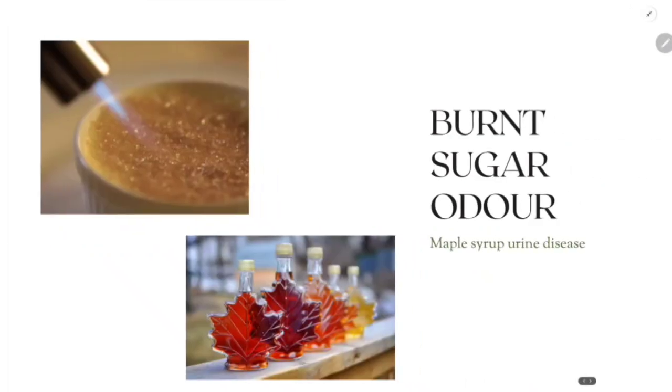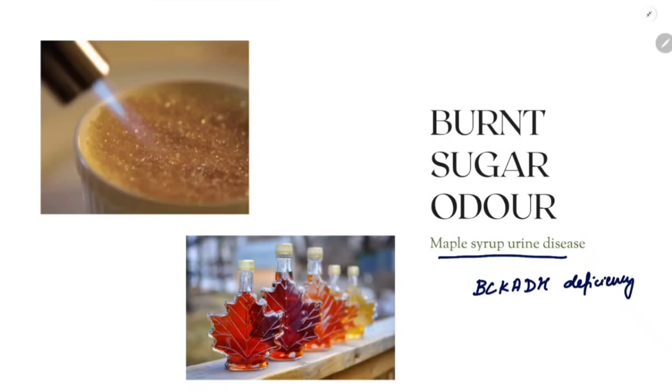Next, burnt sugar odor. So burnt sugar odor is seen in maple syrup urine disease. So maple syrup urine disease occurs when there is a deficiency in branched chain keto acid dehydrogenase enzyme.